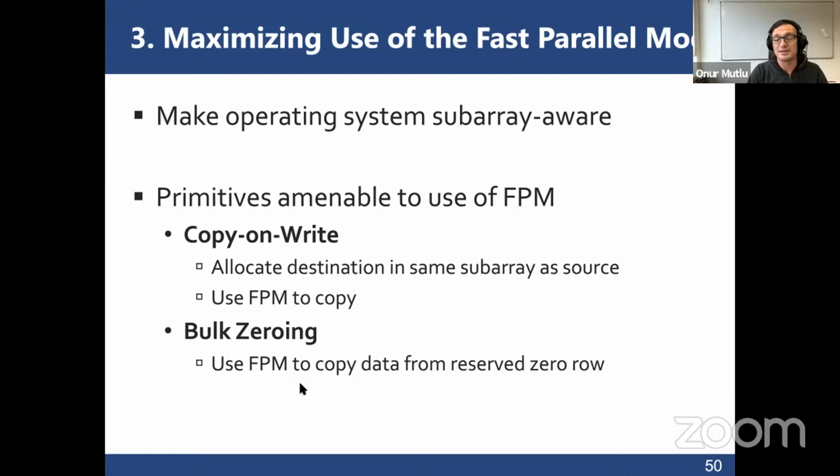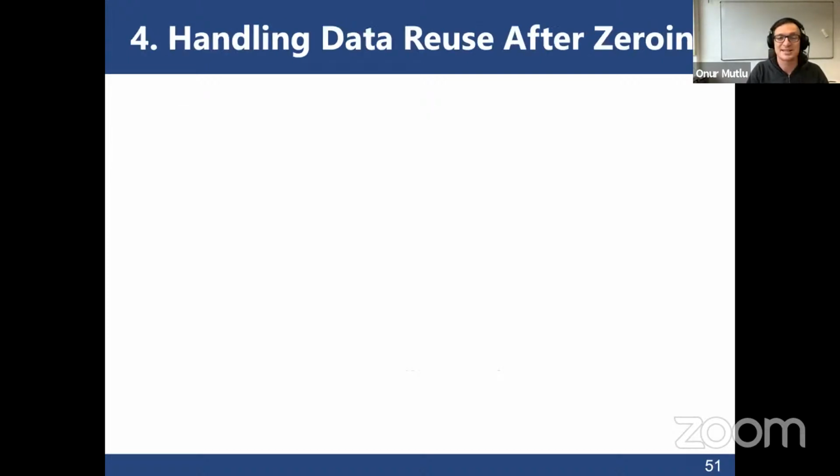Okay, zeroing is similar. You can use fast parallel mode to copy data from the reserved zero row if the operating system knows the subarray structure of DRAM. So this requires some, of course, work to expose the subarray structure of DRAM to the operating system. But I think this is a very promising direction going into the future to optimize systems in general. Subarray-aware system design is what I call it, and I like this a lot, actually. There's a lot more that needs to be done in the system for this.